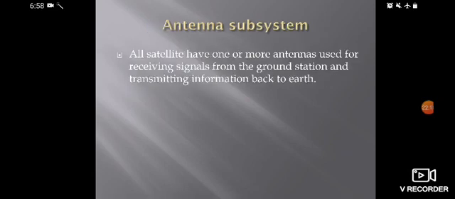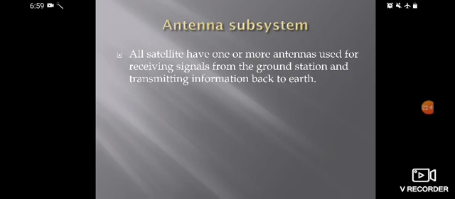Next, antenna subsystems. All satellites have one or more antennas used for receiving signals from the ground stations and transmitting information back to the earth. That means we have a number of antennas to control all of the signals. Whenever we place a communication satellite, it can be used in a number of ways, so each purpose has a single antenna to control its signals.